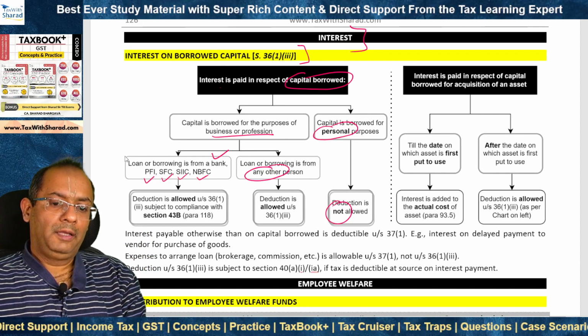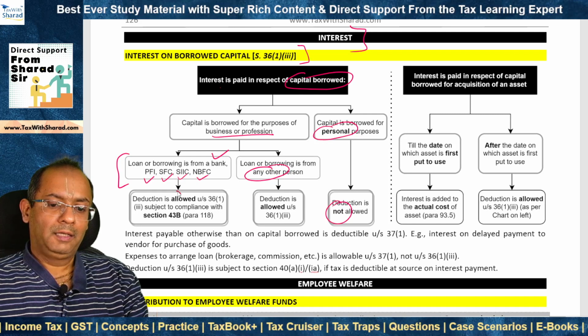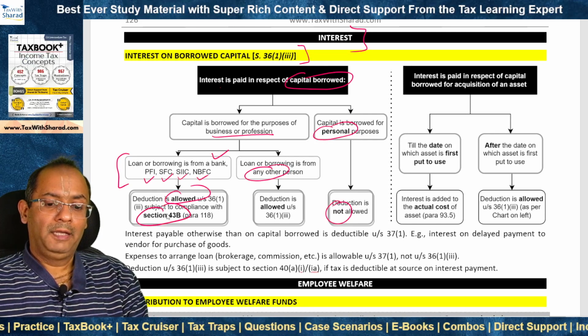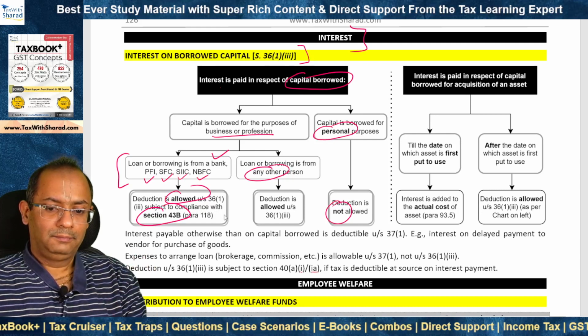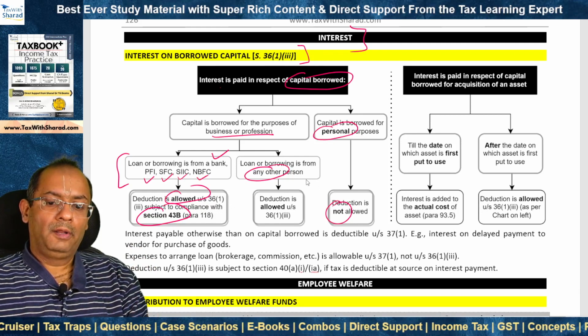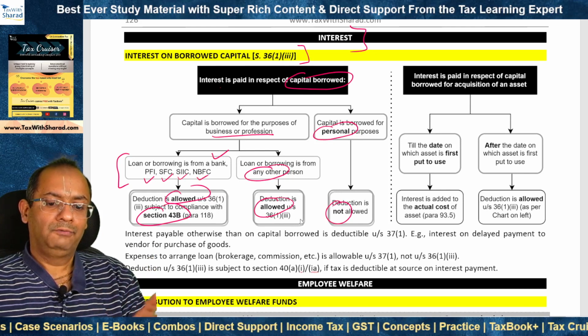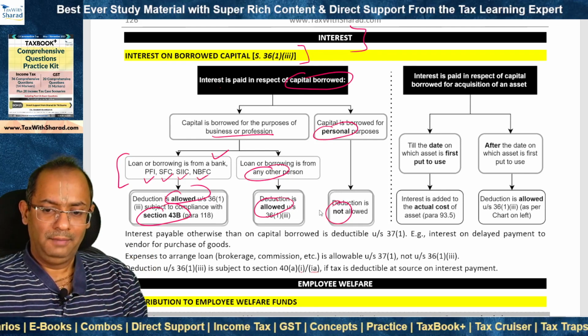If the loan or borrowing is from these specified entities, then deduction is allowed under this section, but it is subject to compliance of section 43B. But if the loan or borrowing is from any other person, the deduction is allowed under this provision, and section 43B compliance is not necessary.